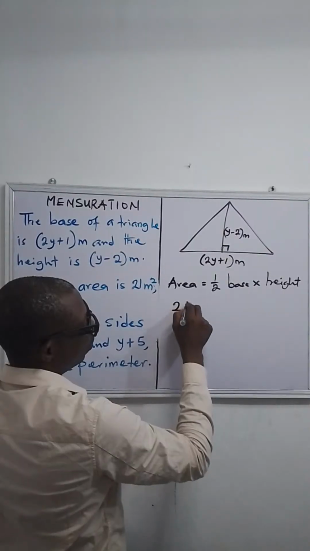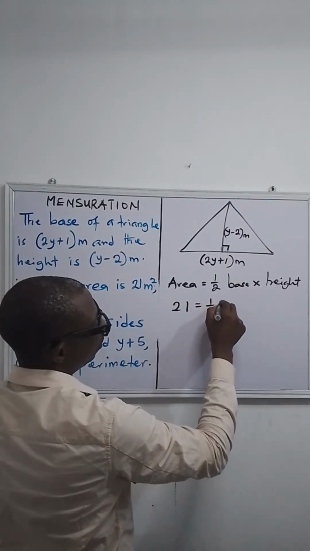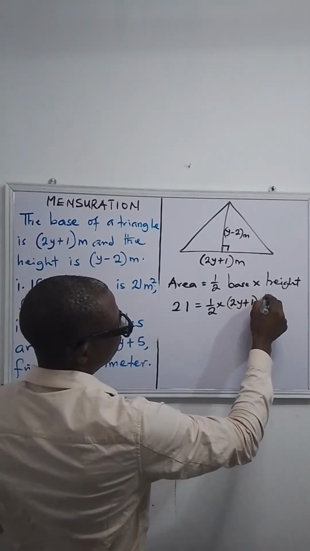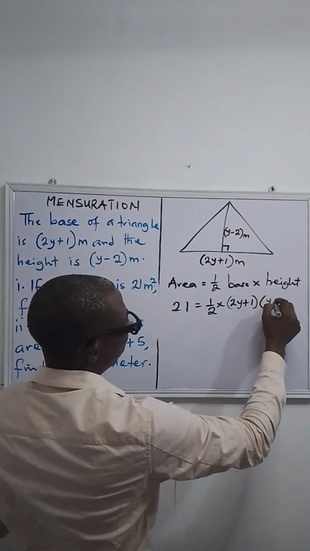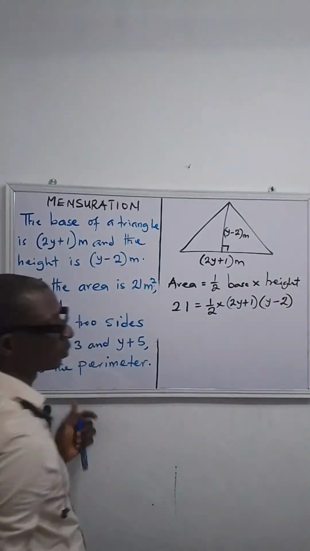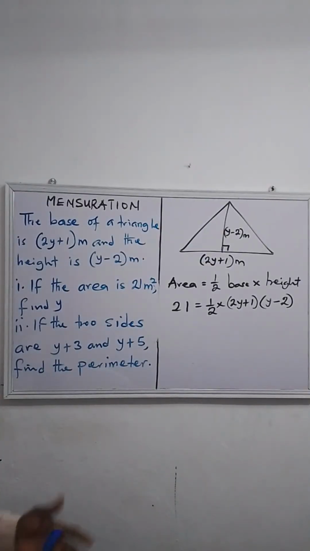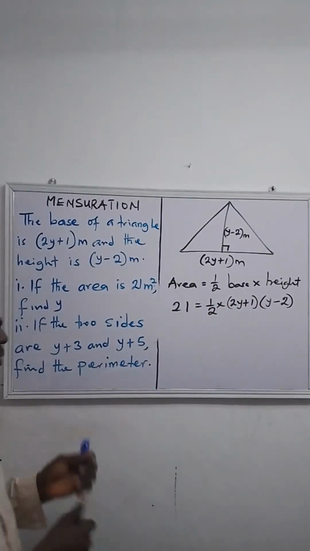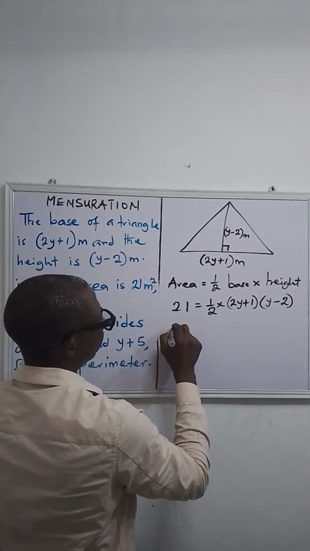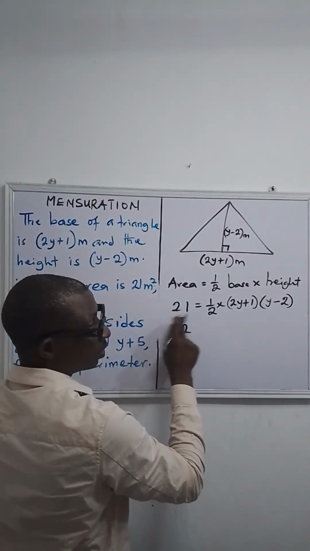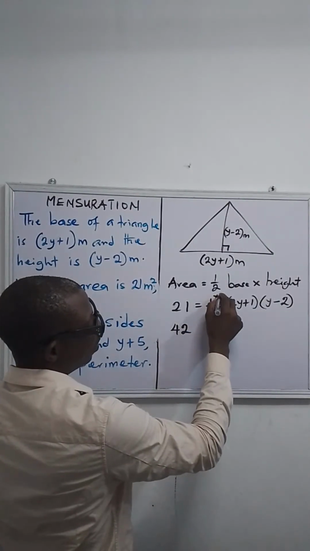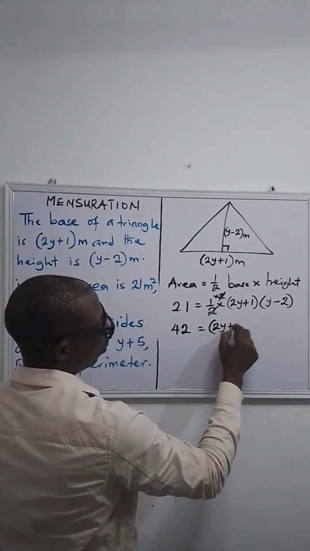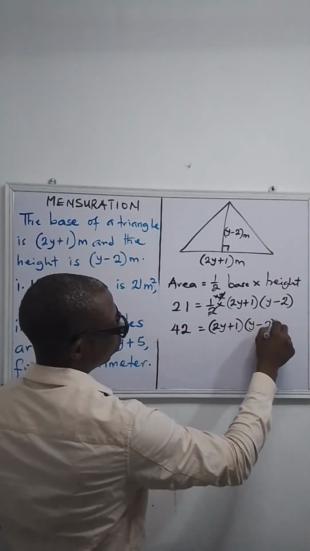So we have 21 equals 1 over 2 times the base, that is 2y plus 1, times the height, that is y minus 2. All right, so what's the next thing to do here? Now let's multiply both sides by 2. When you do that, you have 42. When you multiply this by 2, you have 42, and when you multiply this by 2, 2 cancels 2. So we have 2y plus 1 times y minus 2.